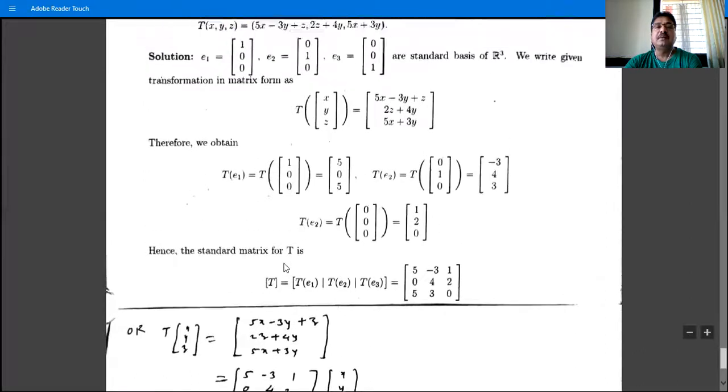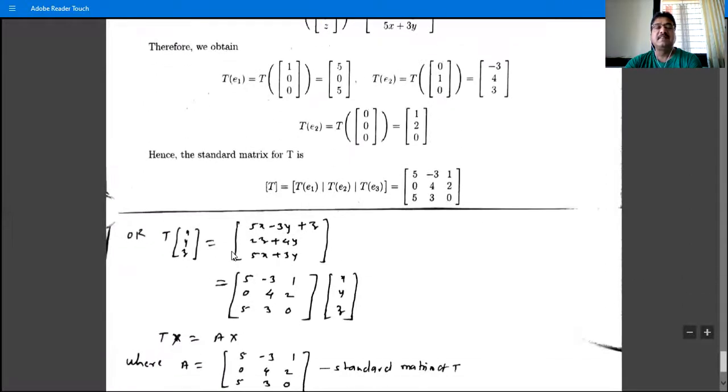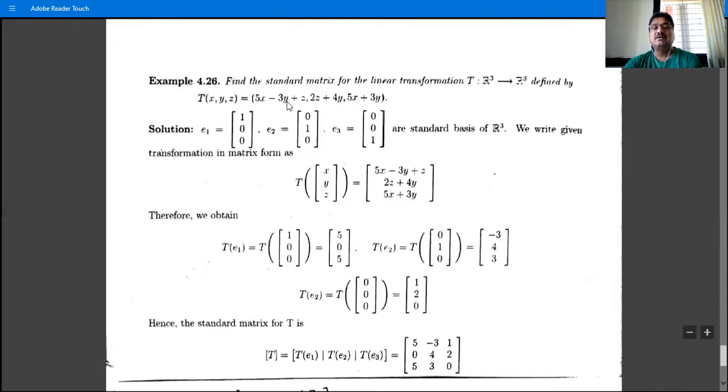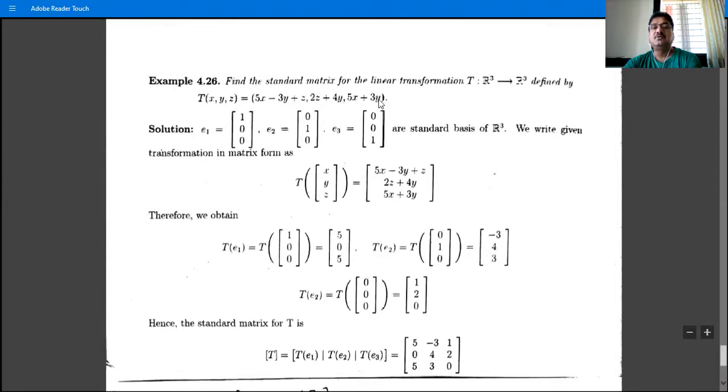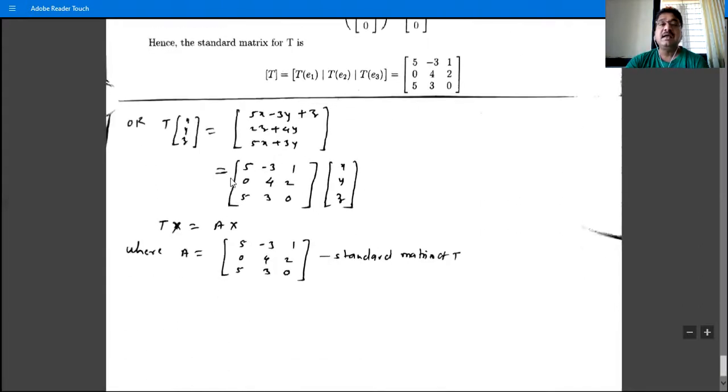And another method to find the standard matrix for T is this. Write T of x y z in the matrix form. This definition, T of x y z is equal to 5x minus 3y plus z, then 4y plus 2z, and 5x plus 3y. And then write this as T of x equals A x. So write the coefficient matrix and the column matrix x y z. What are the coefficients of x y z? 5, minus 3, 1. In the second row, the coefficient of x is 0, of y is 4, and of z is 2. And in the third row, the coefficients are 5, 3, and 0.